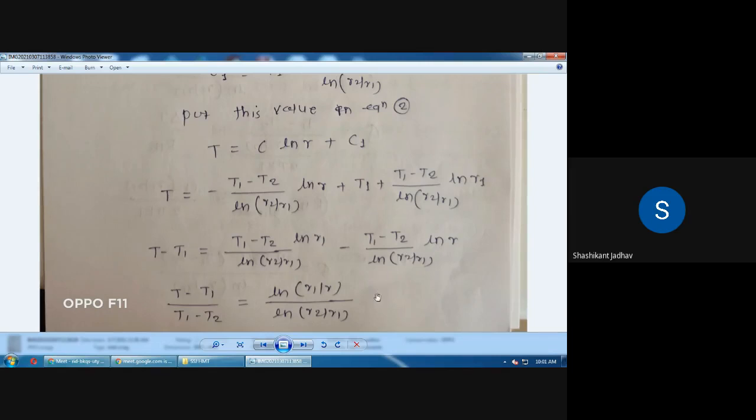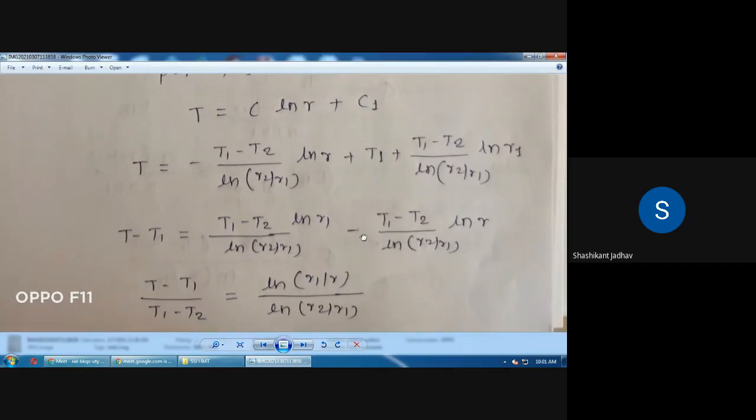So from these two equations, we have to take T1 minus T2 as common, and take that term to the left hand side, so it is in the denominator. So T minus T1 divided by T1 minus T2. And what is the remaining term on the right hand side? The denominator is the same, ln of R2 by R1. We take that as common. So what is the remaining term? ln of R1 minus ln of R. Log minus log gives ln of R1 by R.